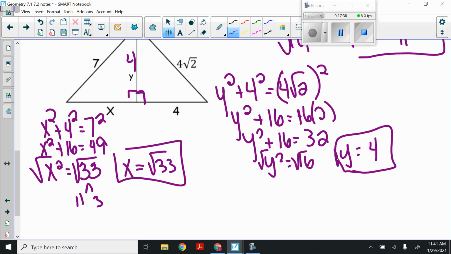So that is section 7.1 and 7.2, Pythagorean theorem and the converse of the Pythagorean theorem all mixed together. Your homework today is a 7.1, 7.2 worksheet over everything that we've just talked about.